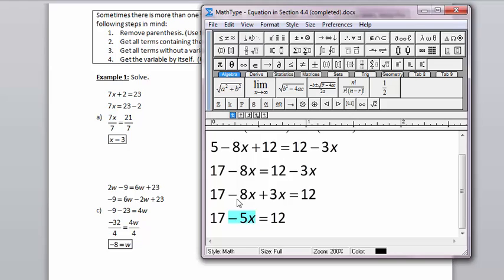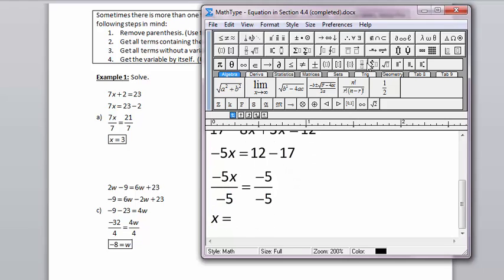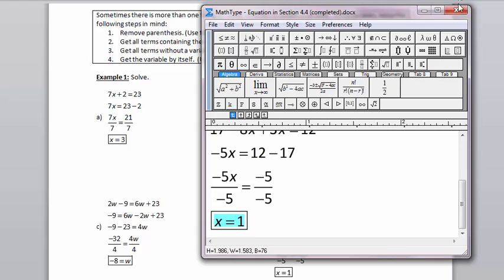And because the negative 5x is on the left, we're going to get rid of this 17. It's positive 17, so we'll get rid of it by subtracting 17 from both sides. 17 minus 17 is 0. And so I've got so far negative 5x equals negative 5. And to get x by itself, we're going to want to divide both sides by negative 5. The result is that x is equal to 1.